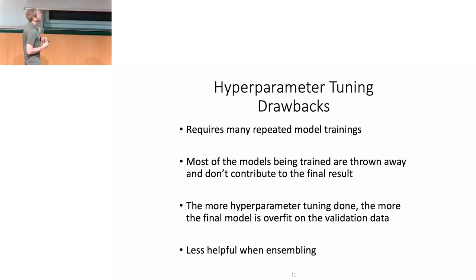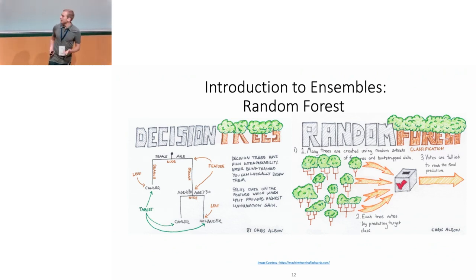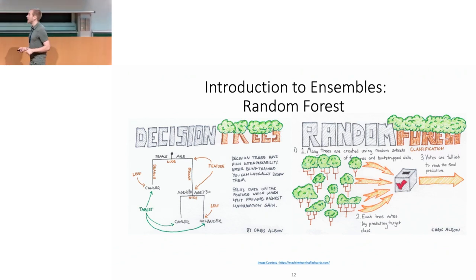And furthermore, hyperparameter tuning is less helpful when ensembling because having a good model individually doesn't necessarily mean that it's the best combination of models. Okay, so now let's talk about ensembles. Very simple example is a random forest. So a random forest is just a bunch of decision trees averaged together, suboptimal decision trees, in fact, averaged together.